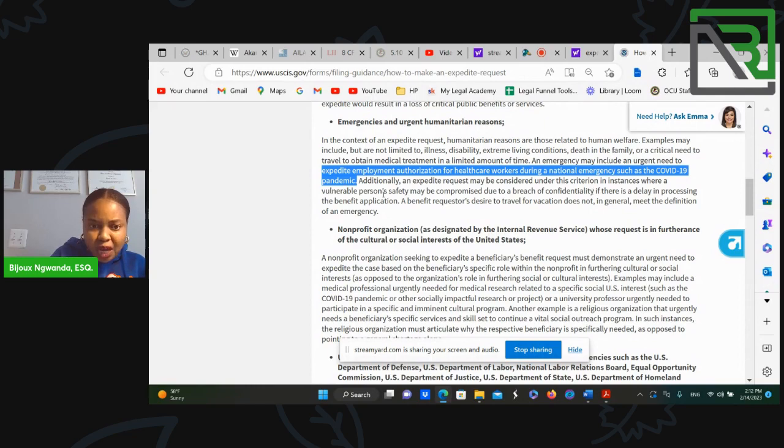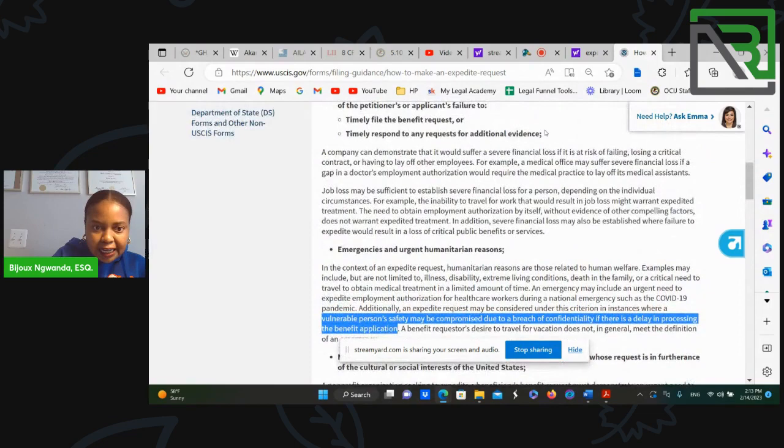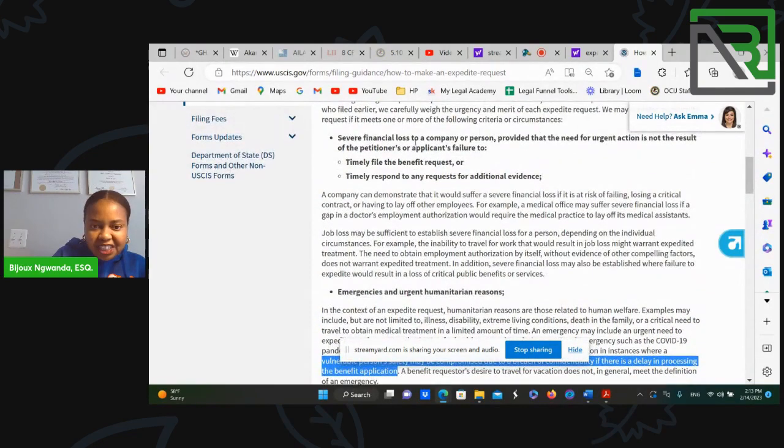Okay. So additionally, an expedited request may be considered under criteria where a vulnerable person's safety may be compromised due to a breach of confidentiality if there is a delay in processing the benefit application. Okay. If you want to travel for vacation, that's not an expedited request. That's not an emergency. So I really wanted to emphasize this emergency and urgent humanitarian reasons, and severe financial loss to a company or a person. Okay.